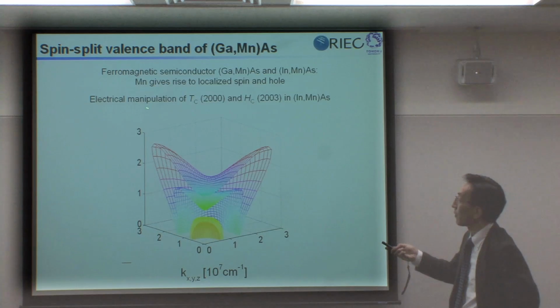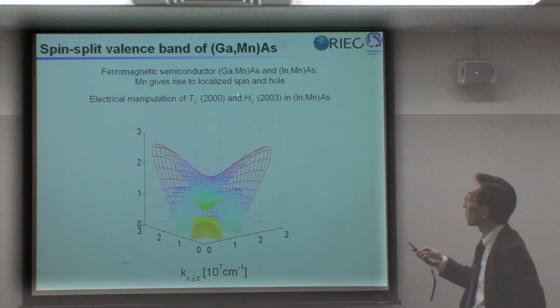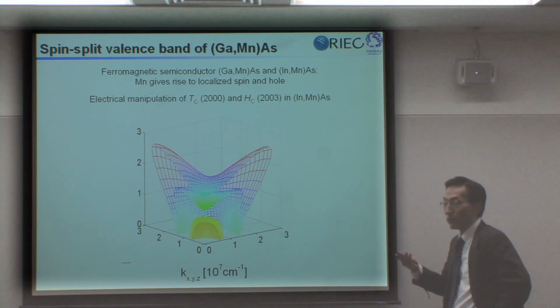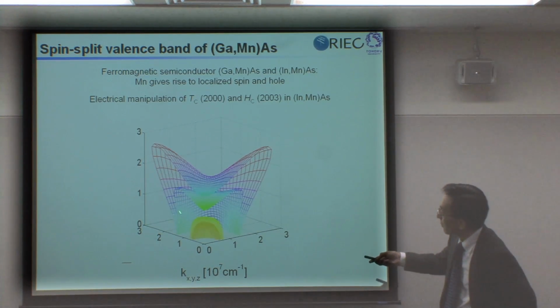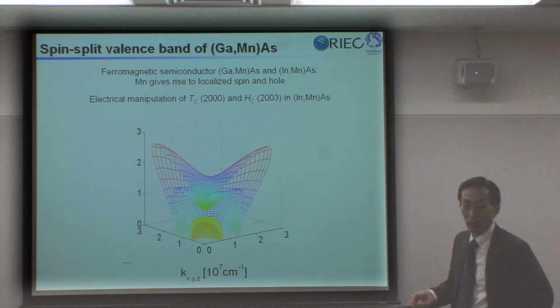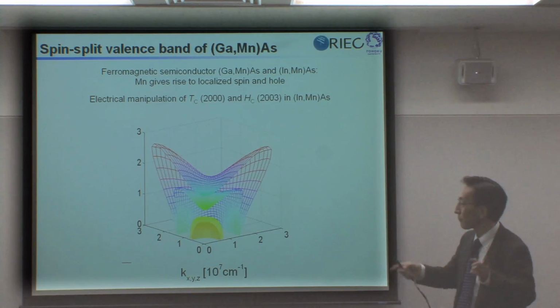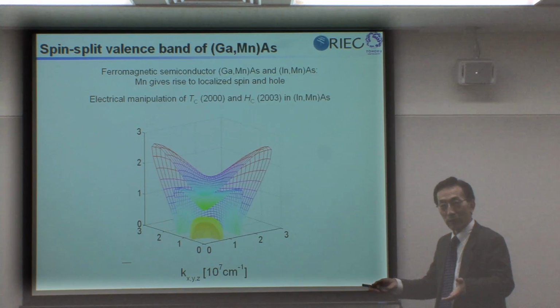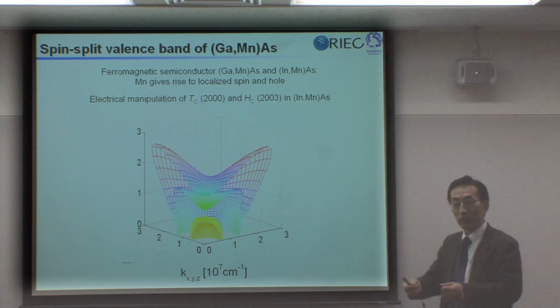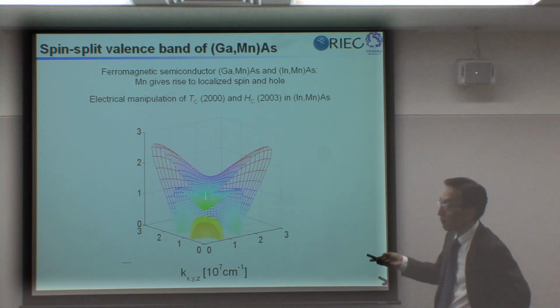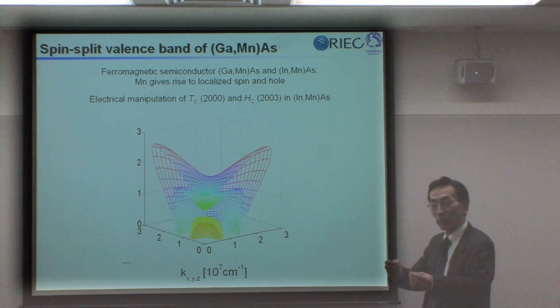And we have shown that we can electrically manipulate transition temperature or coercivity in indium manganese arsenide. But here I would like to point out that this is a valence band of gallium manganese arsenide. And as you can see, it's very anisotropic. We can make it even more anisotropic by introducing strain. And this means that if you can change the carrier concentration, these spin split bands are there because they couple to orbits differently.